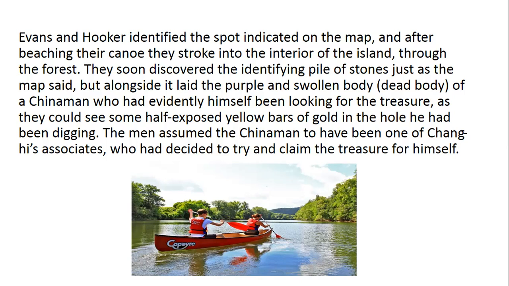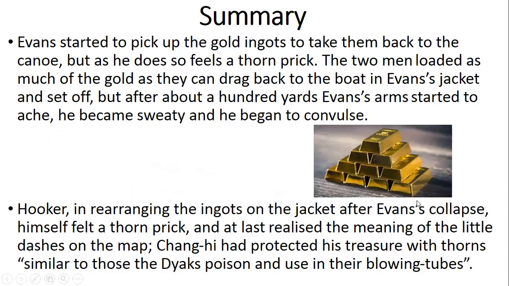The men assumed the Chinaman to have been one of Chang He's associates, who had decided to try and claim the treasure for himself. Even though he was a helper, he was about to take the treasure for himself.